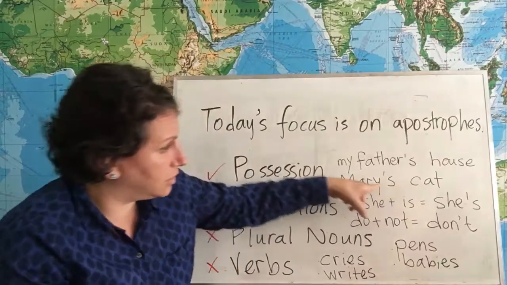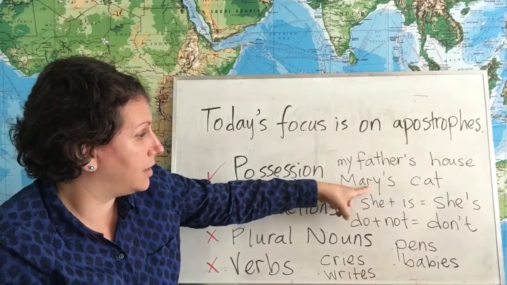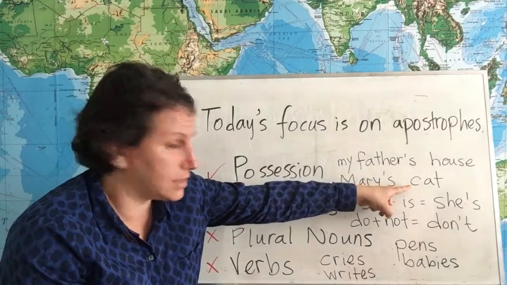We got a cat. It belongs to Mary. Mary's cat, apostrophe S, no problem.